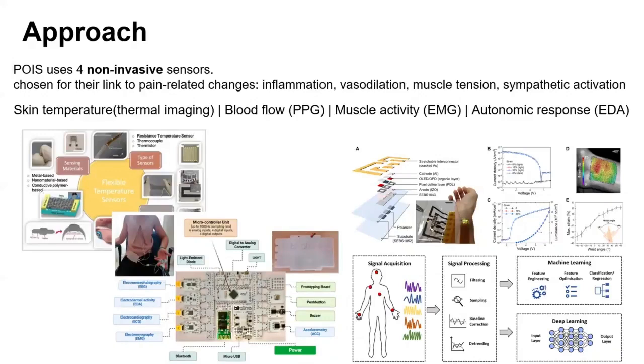To capture physiological responses commonly associated with abdominal pain, we reviewed previous studies and selected the following 4 sensors. These sensors are closely linked to physiological changes such as inflammation, vasodilation, muscle tension, and sympathetic nerve system activation. By integrating and analyzing these multimodal biosignals, POISE aims to go beyond subjective reporting and provide an objective foundation for faster and more reliable diagnosis.